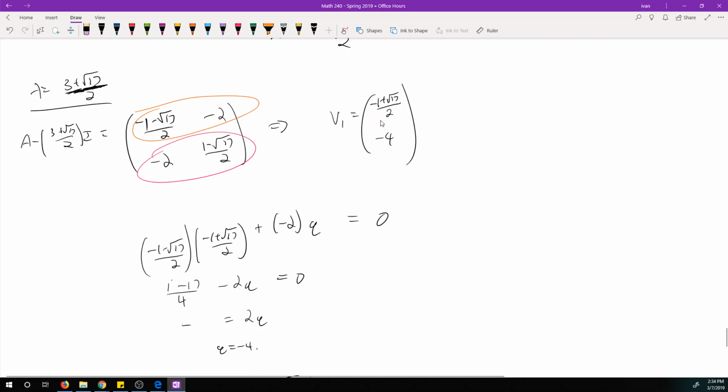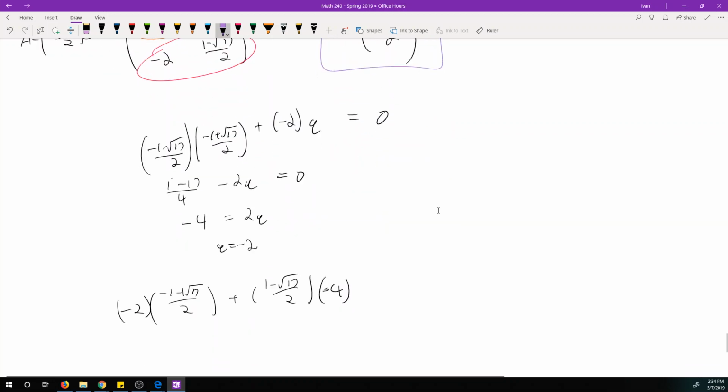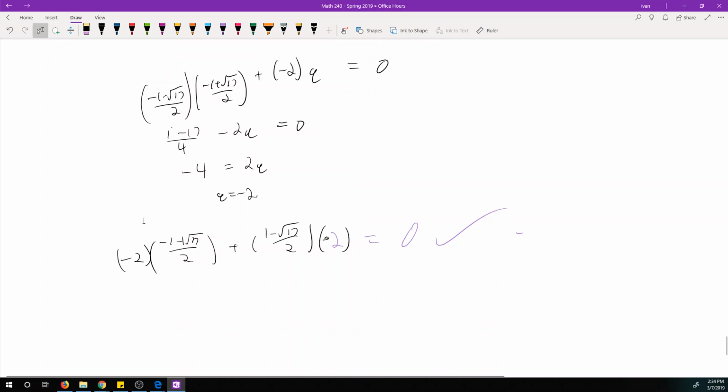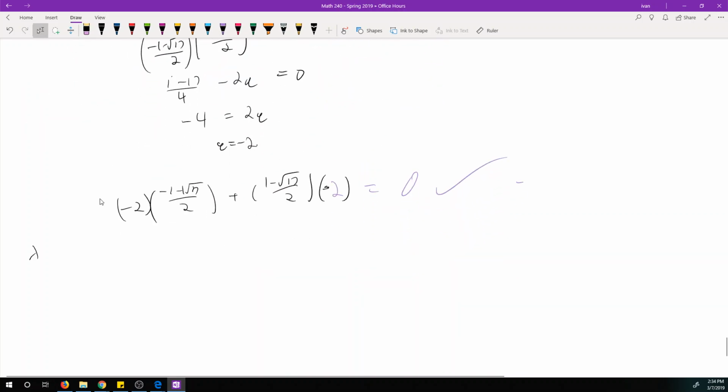So now you get negative 4 is equal to negative 2q. Q is equal to negative 2. All right, I am certain this is right. So that's going to be your first eigenvector. Because if you make this a negative 2, it works out fine. So that's equal to 0. That's good. And then the other eigenvector is the same thing. Lambda is equal to (3 minus root 17)/2.